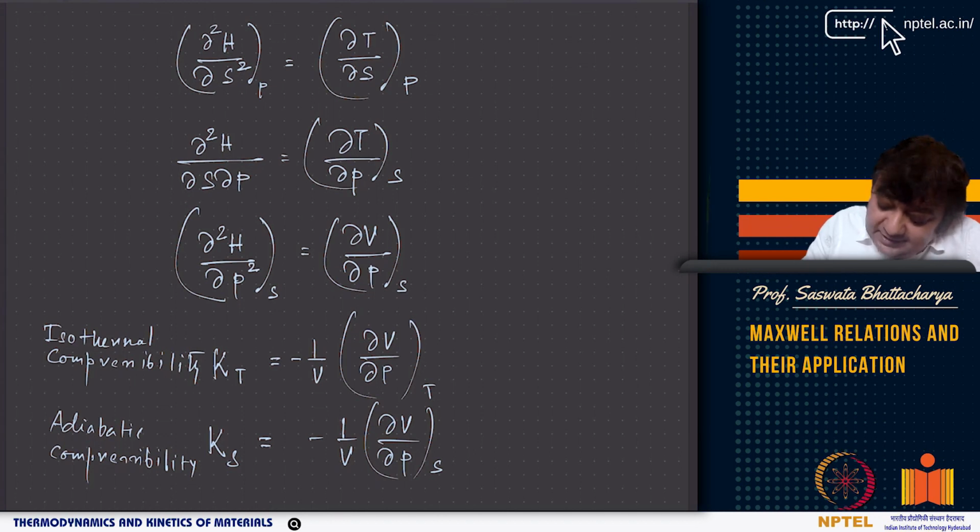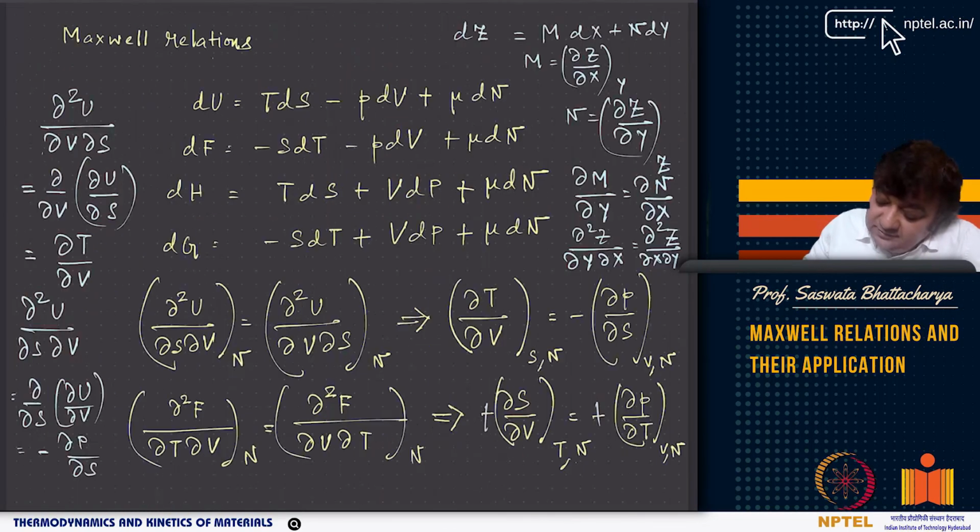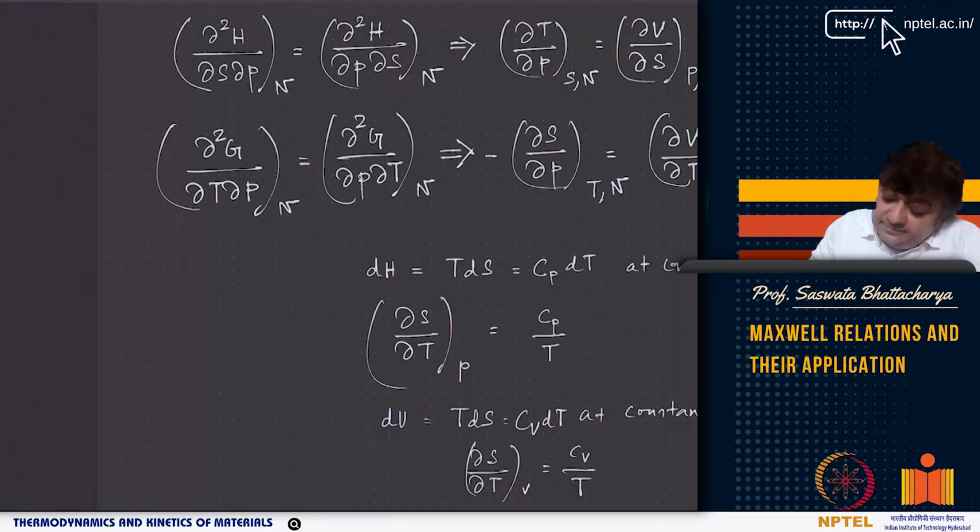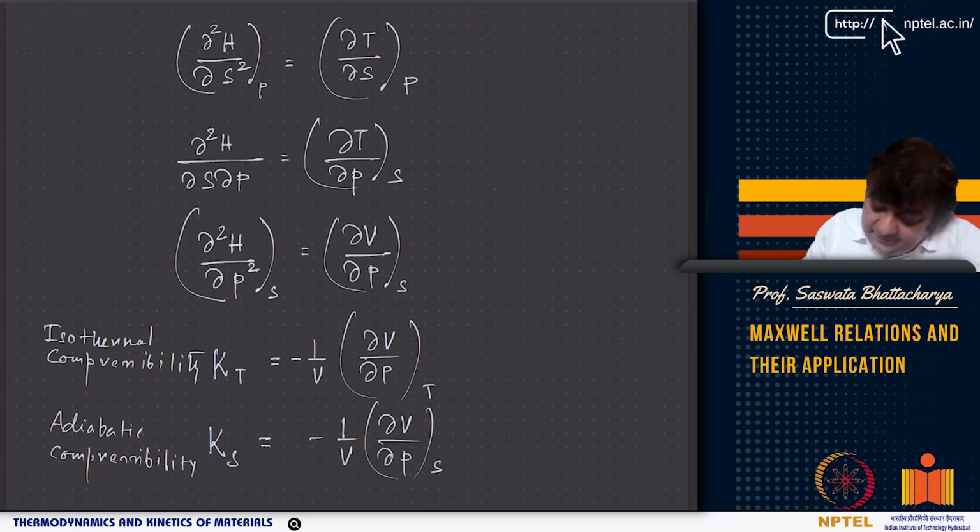Now (∂T/∂S) at constant P is nothing but the inverse of (∂S/∂T). So you get immediately a measurable quantity. (∂S/∂T) is nothing but Cp by T at constant pressure. So now you have ∂²H/∂S∂P, which is (∂T/∂P) at constant S. Again, we are using ∂H/∂P. If you write ∂H/∂P, you have VdP, so ∂H/∂P is V.